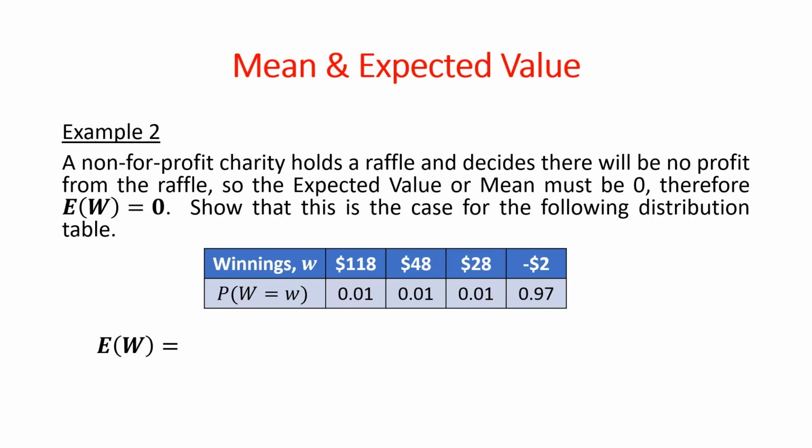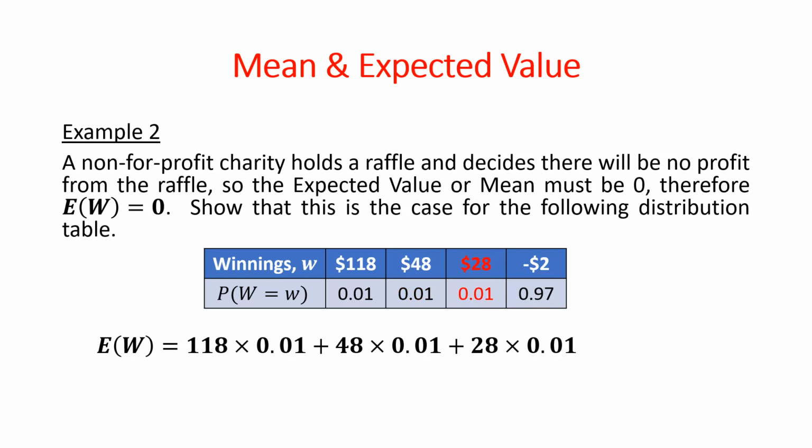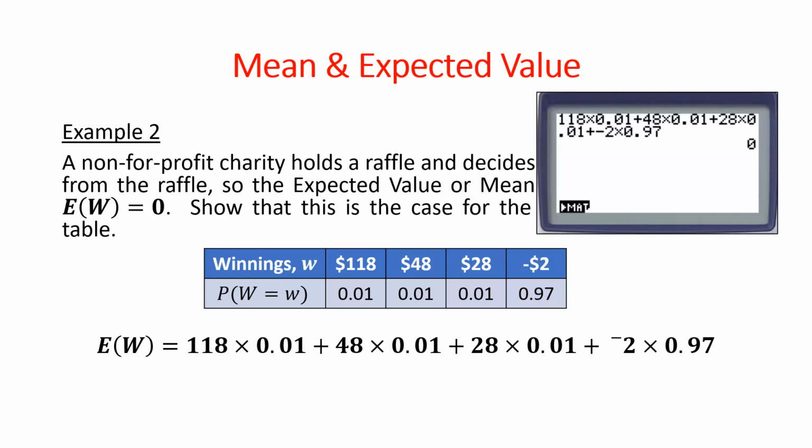So we're going to calculate E of W, which is the same as E of X, and that is going to be 118 times 0.01 plus 48 times 0.01 plus 28 times 0.01 plus the minus 2 times 0.97. And if I grab my calculator and work that out, that gives me E of W is equal to 0. So the average expected winnings from this raffle is 0. So we've made no profit from the raffle. Everything we've come in to the raffle has gone back out again.